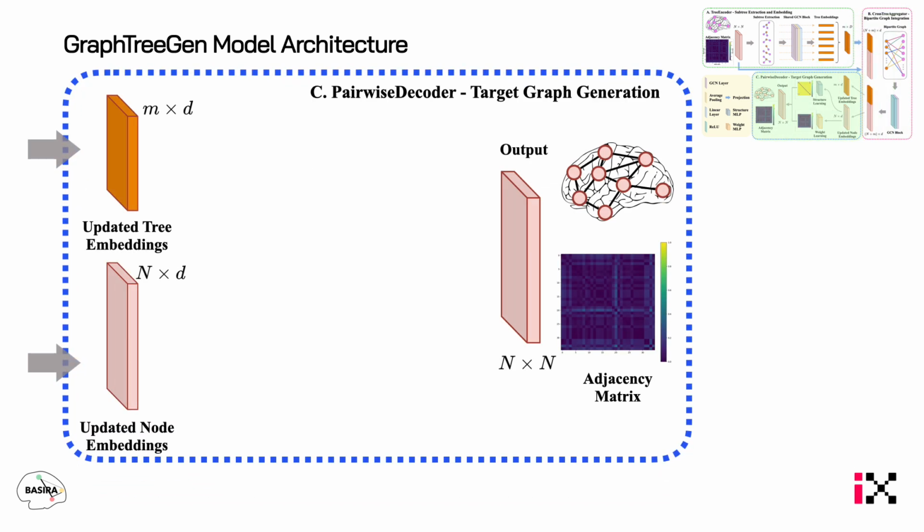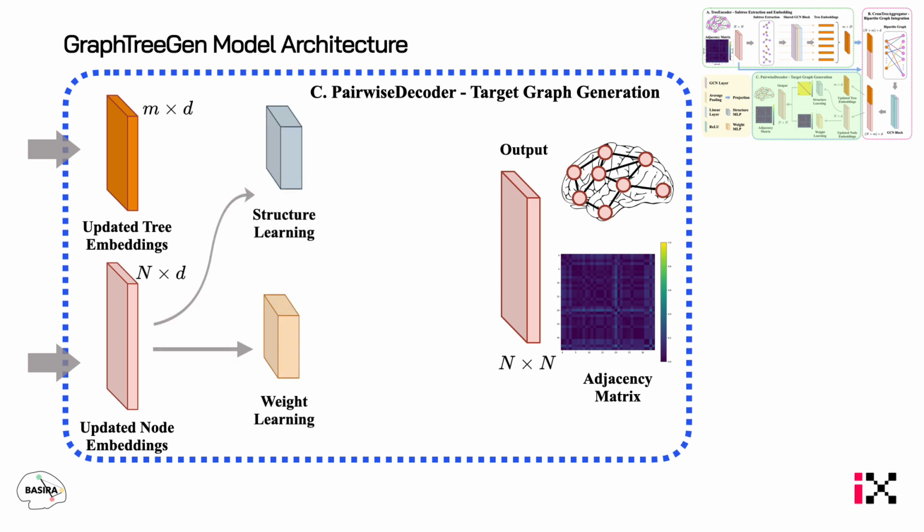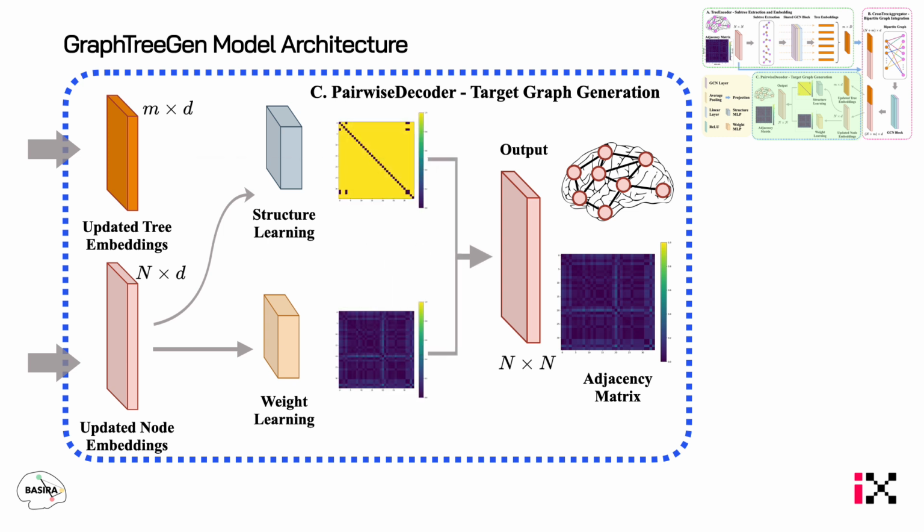Finally, in the pairwise decoder stage, the updated embeddings are passed through two MLP blocks. One learns the graph structure by predicting the existence of edges, and the other learns the corresponding edge weights. This pairwise design explicitly models both structure and weight, ensuring a more balanced and accurate generation process.